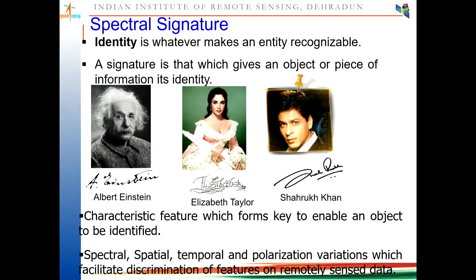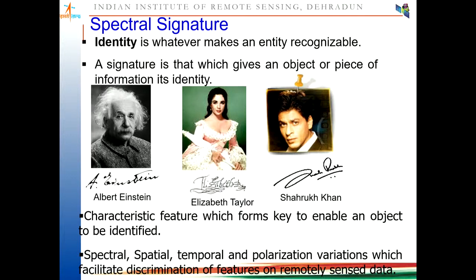Right. Now the next section would be about spectral signatures. How do I decide which objects correspond to what features on the ground? So associating a unique identifier with each object and each pixel is very necessary. How do we do that?